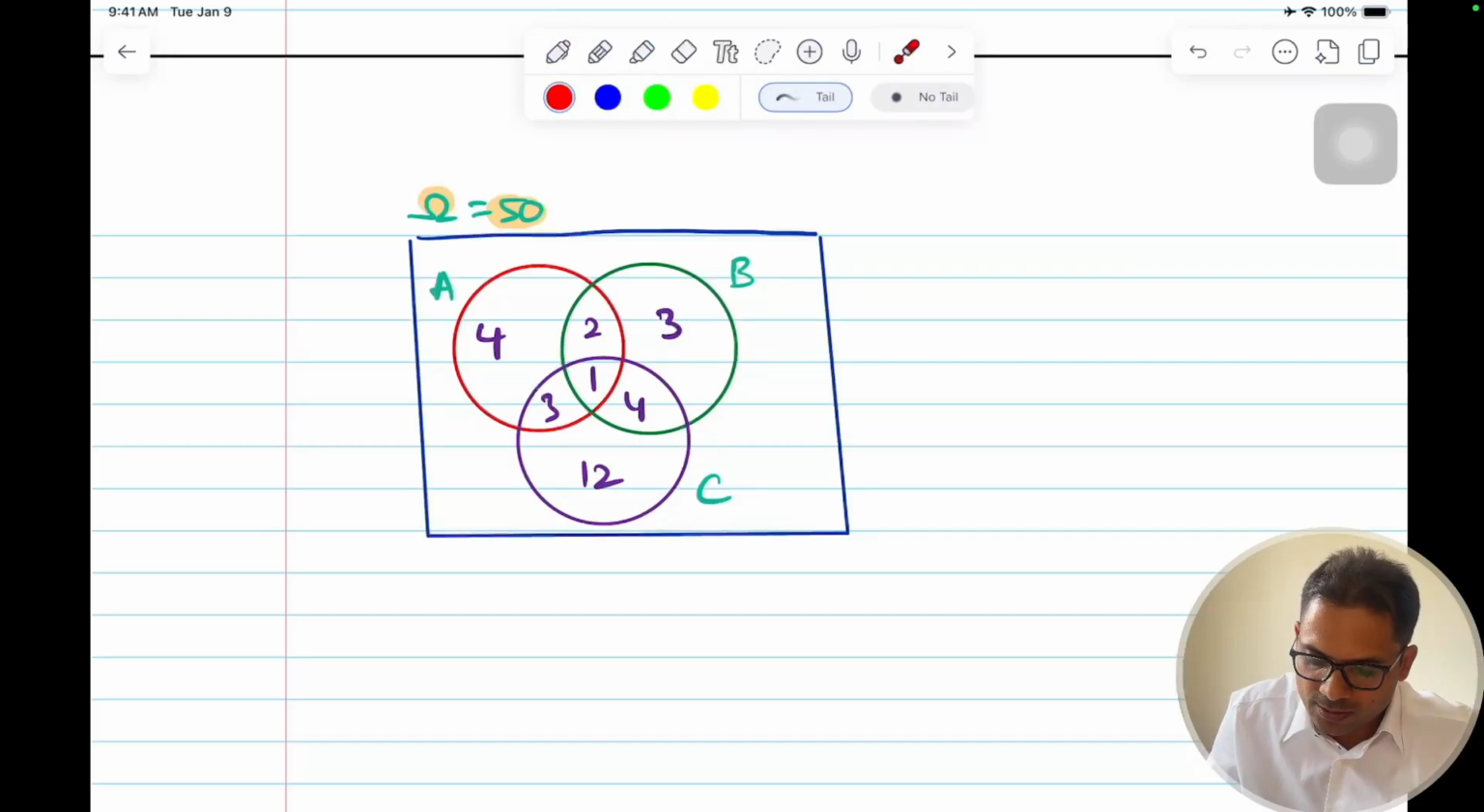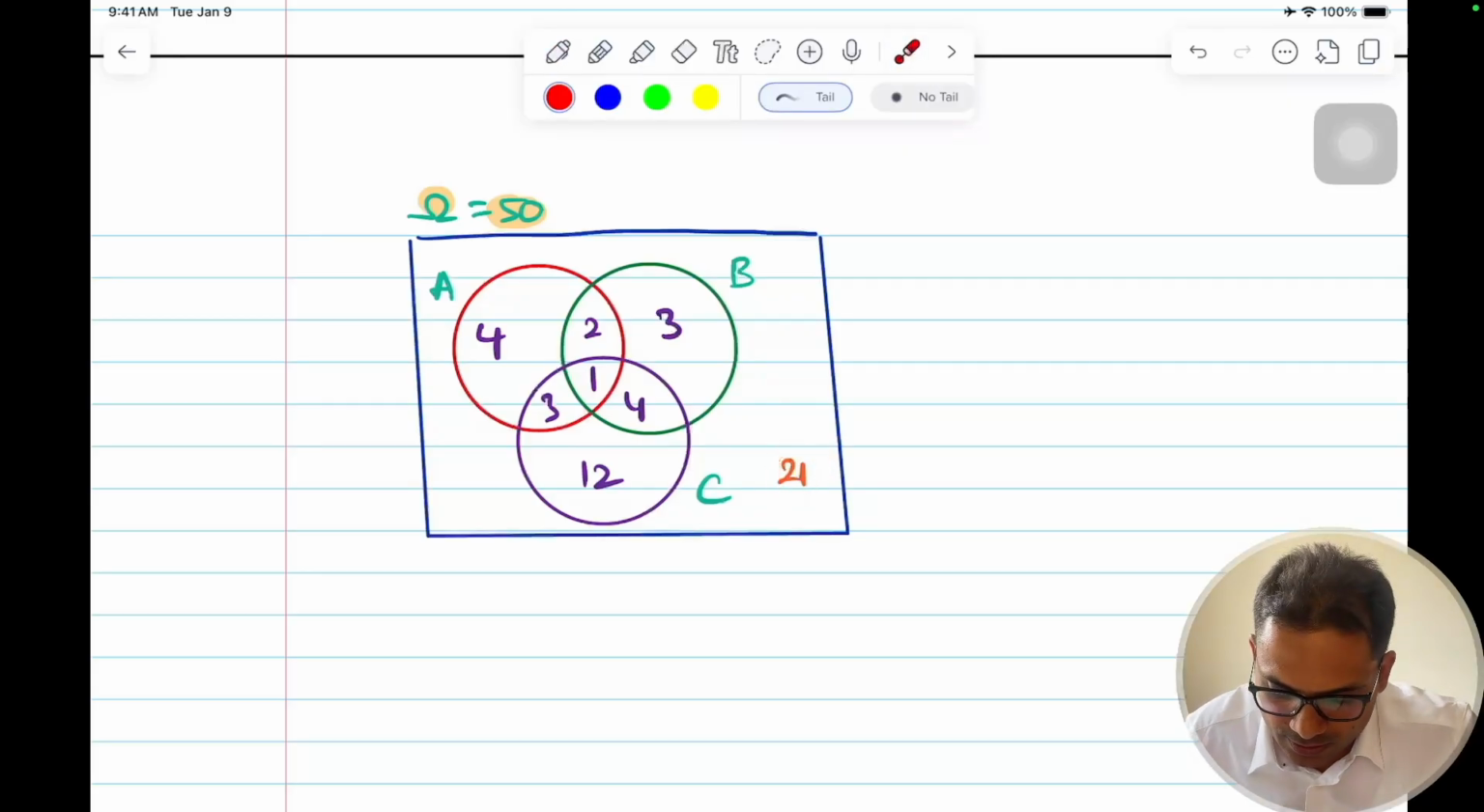So what is the total sum? This is 3 plus 2, 5 plus 4, 9, 10, 13, 17, 12, 29. So the remaining space has 21 events. It's 21 count.